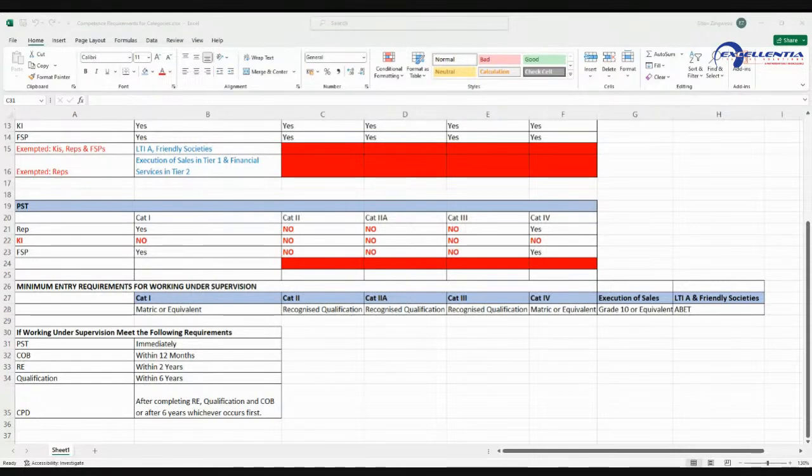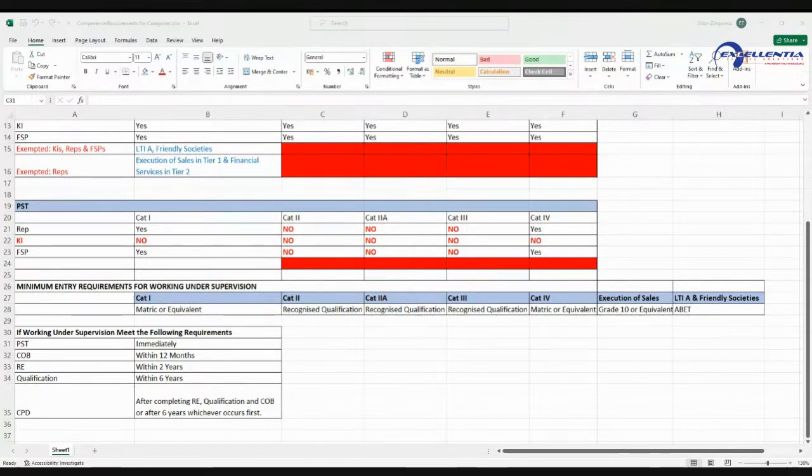Then in Cat 2, you need a recognized qualification at a degree level. The same with Cat 2A and 3. So there you cannot join those categories without a recognized qualification. You must possess a recognized qualification in those categories. So there's no matric, there's no ABET or whatever. You must have a recognized qualification.